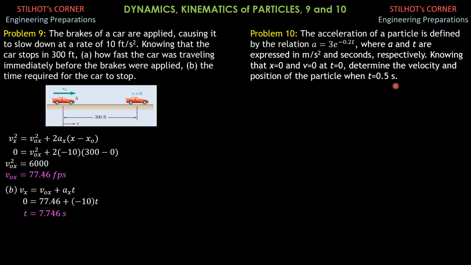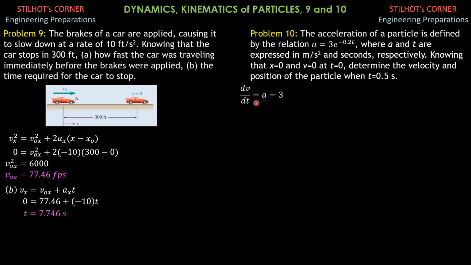So here we have to derive expressions for velocity and position. So first, for velocity, because acceleration is the derivative of velocity with respect to time, and it is equal to 3e to the negative 0.2t.